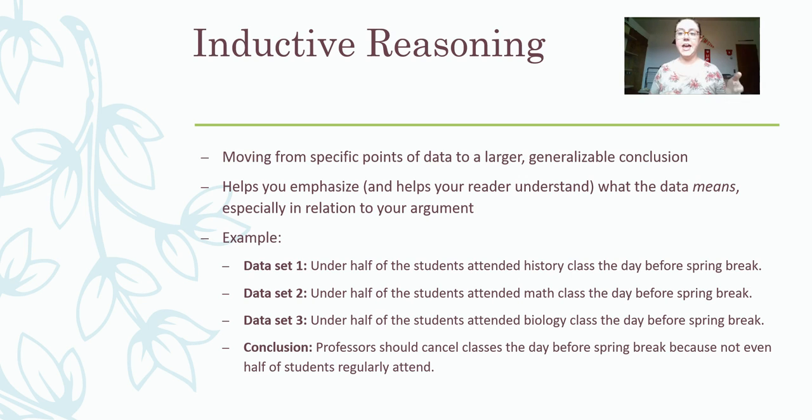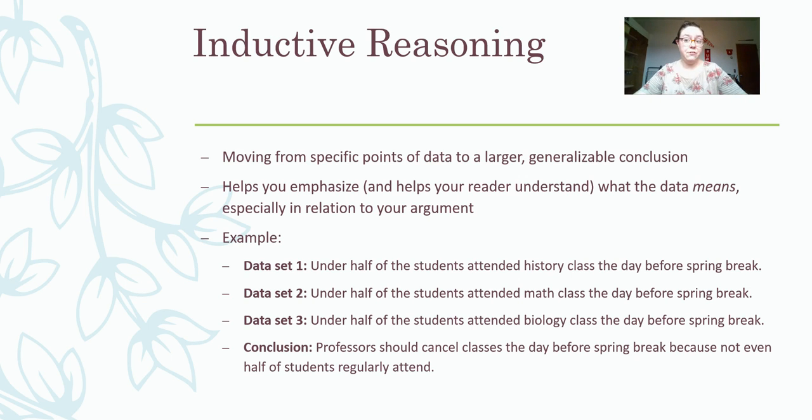So in, let's say the classes I'm taking, let's say I'm taking history, math, and biology, right? So if I'm noticing that in those three classes that I'm taking that not even half the students are attending, maybe a logical conclusion I could reach for that would be professors should just cancel class the day before spring break because not even half of the students regularly attend.